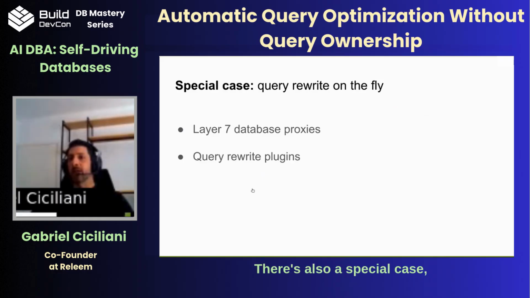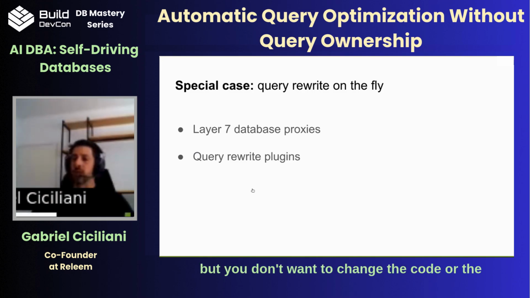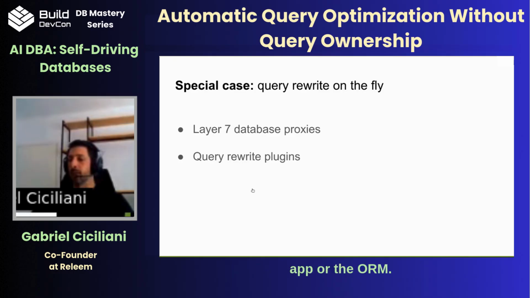There's also a special case, like this alternative or workaround. If you want to implement query changes, but you don't want to change the code or the app or the ORM, and you're using a layer 7 database proxy, like for MySQL, it would be something like MaxScale or ProxySQL, where queries are changed on the fly, right?